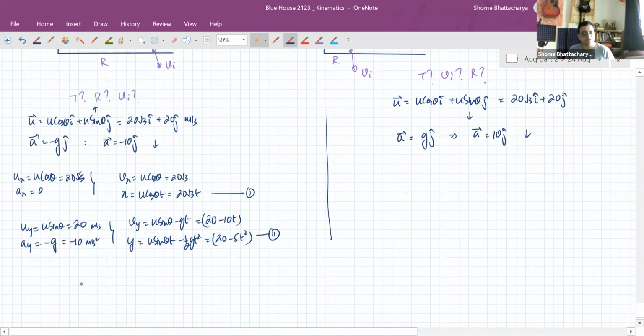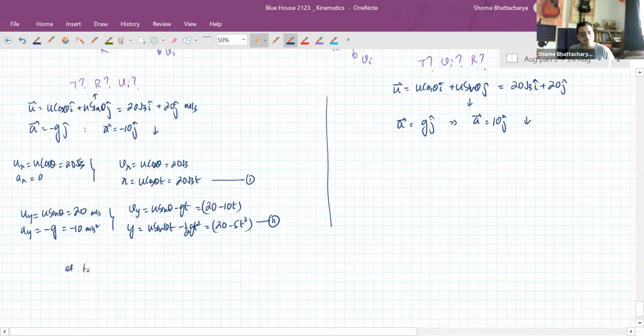So now when it lands on the ground at t equal to capital T on impact, firstly, what is happening? The y coordinate is becoming minus of h. That is minus of, what was it?